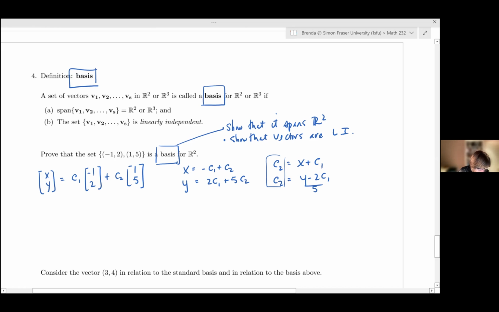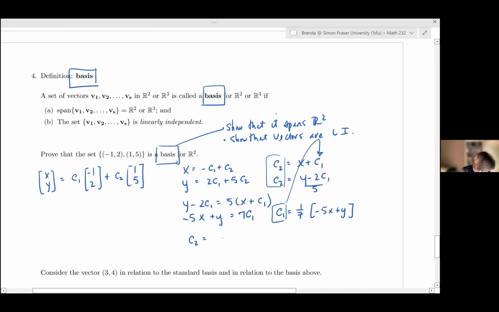Both of these things here are C2, which means the right-hand sides are also equal. So that means we could write Y minus 2C1 is equal to 5 times X plus C1, or 5X plus Y is equal to 7C1. So I could choose C1 to be equal to 1/7 times minus 5X plus Y. Then I'm going to take this value of C1 and plug it back in right here. That will allow me to compute C2. So C2 will be X plus 1/7 times minus 5X plus Y. And that is going to be 2/7 X plus 1/7 Y.